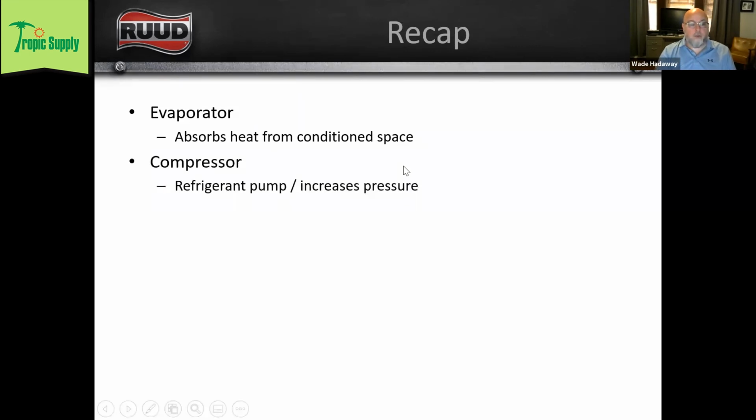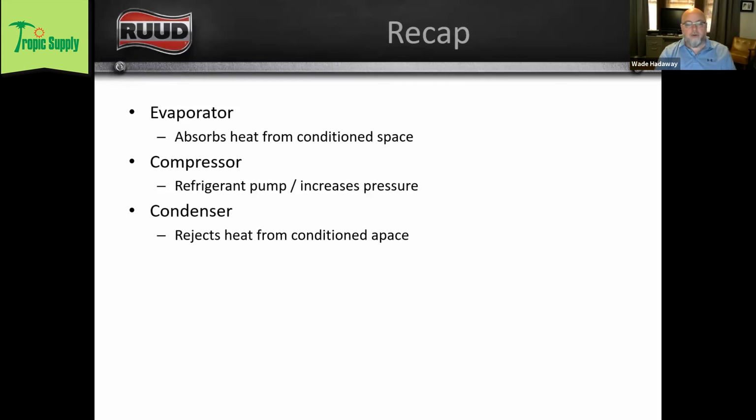The compressor pumps the refrigerant and increases its pressure so that when the refrigerant goes into the condenser coil, it can reject the heat. We're taking the heat from indoors, and we're pumping it and pushing it outside. And that's one of the things that is really cool.